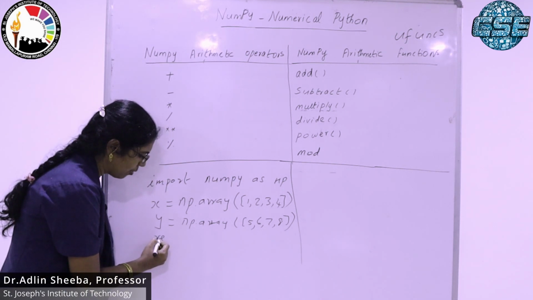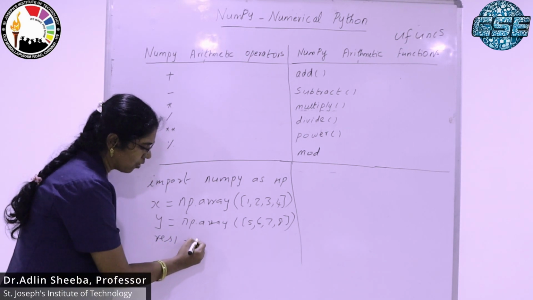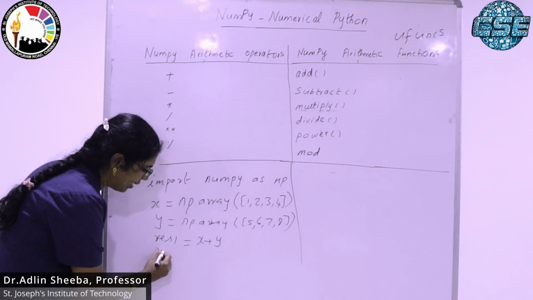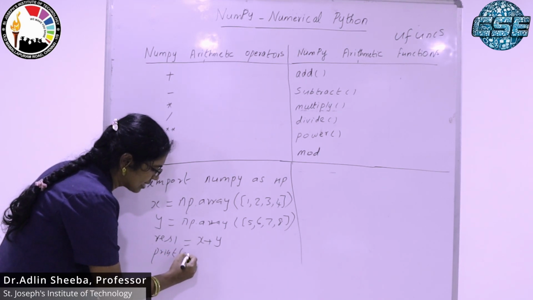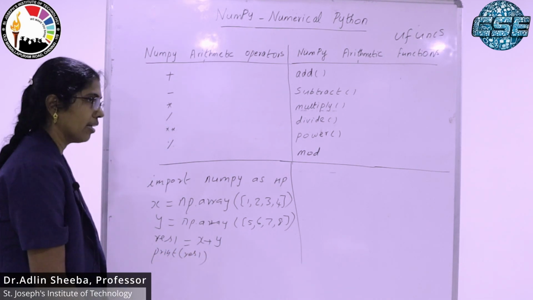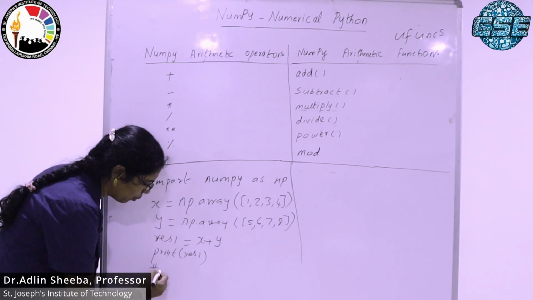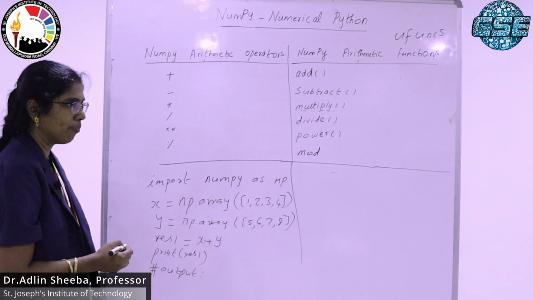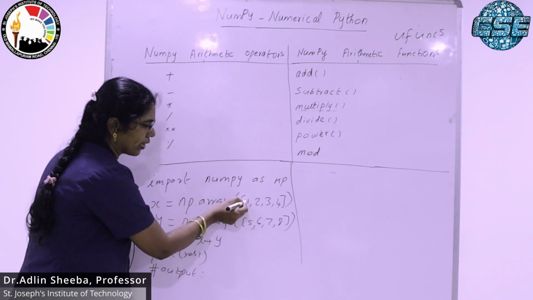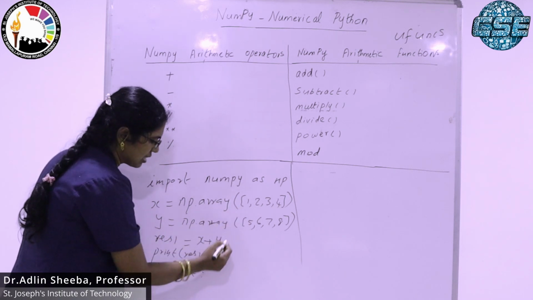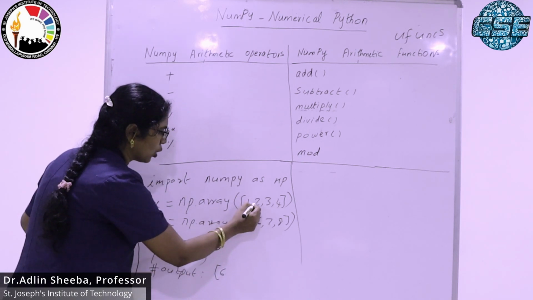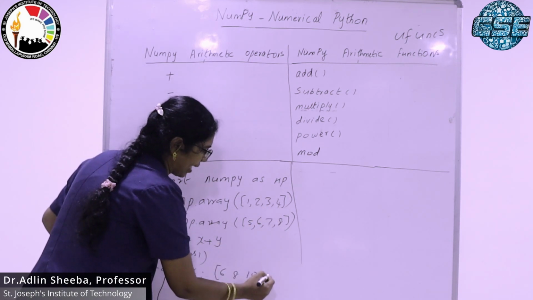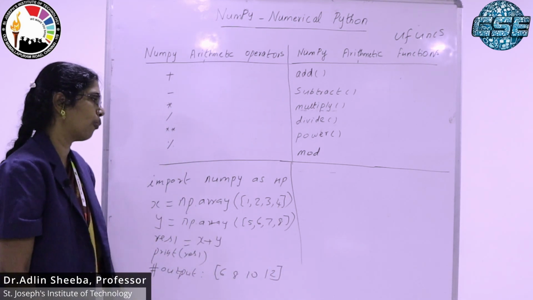Now we have to perform the addition operation. I am having a variable result1 which is equal to x plus y. Then I am printing the value, print of result1. Okay. Now let us see the output. We are going to perform element by element addition. So here we have 1 and here we have 5. So 1 plus 5 is 6. Then 2 plus 6 is 8. 3 plus 7 is 10. And 4 plus 8 is 12. So this is the output we have here.